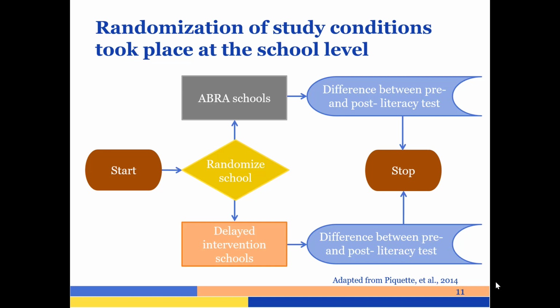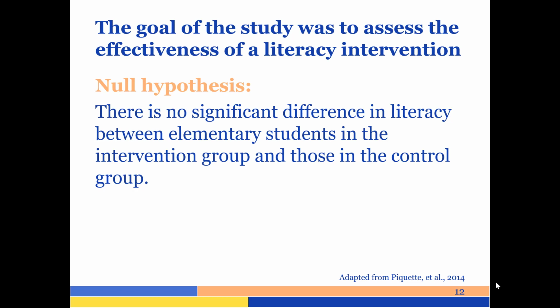Now that we have the background information for the study out of the way, here is the flowchart. First, schools were randomized into the intervention group, the Abracadabra schools, or the control group. The difference between the pre-post literacy measures were examined for each group. The null hypothesis is that there is no difference in literacy between students in the two groups. So it's just the mean for change, and this is a pre-post design. We're going to measure the literacy at the beginning and measure it after, so it's longitudinal as well. Now we can simplify this study by thinking about difference scores, however.